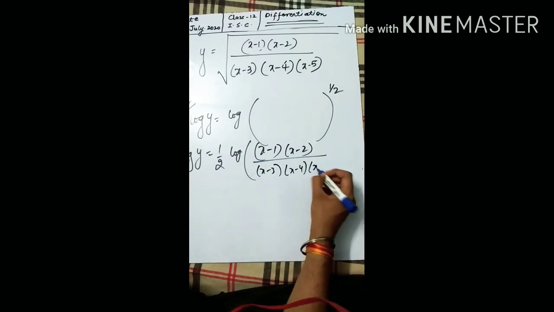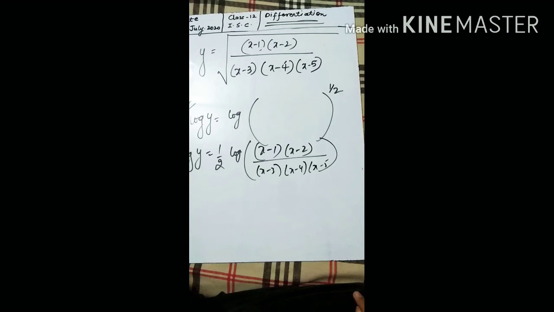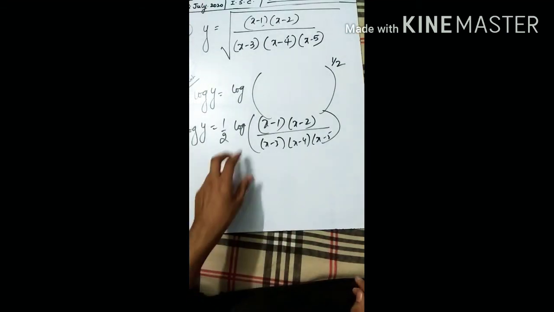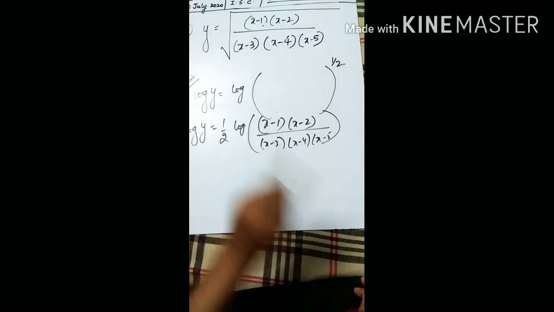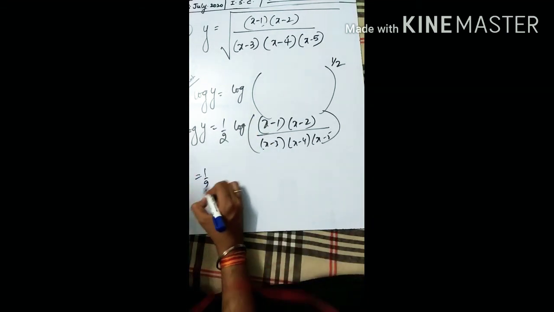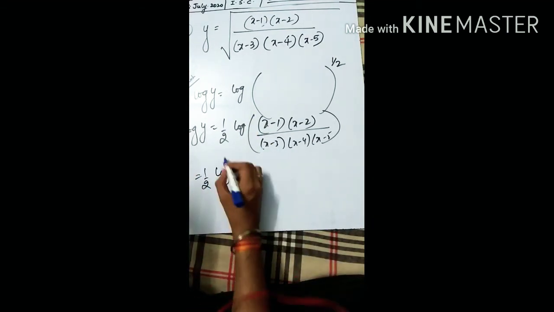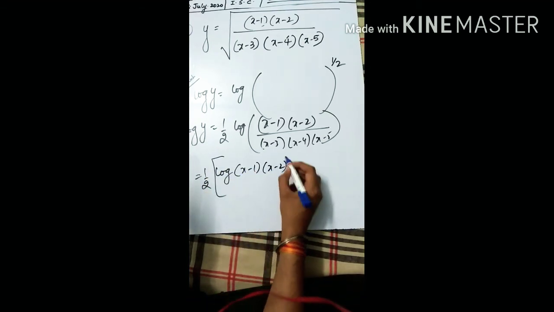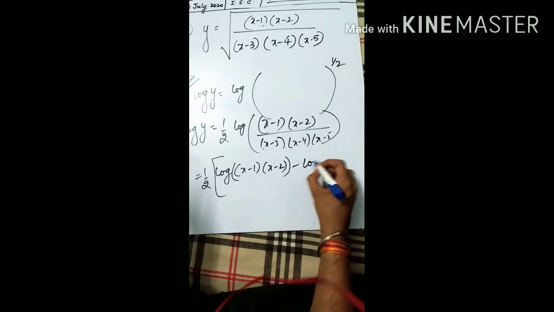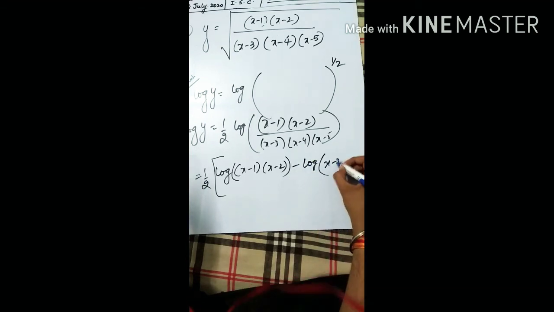x minus 4, x minus 5, we'll write as it is. Then we know that what is log m upon n? This is log m minus log n. So 1 upon 2 log m is here minus log n.